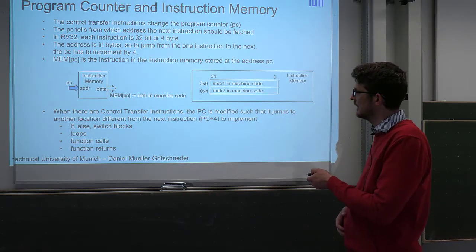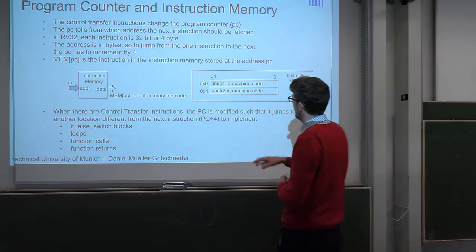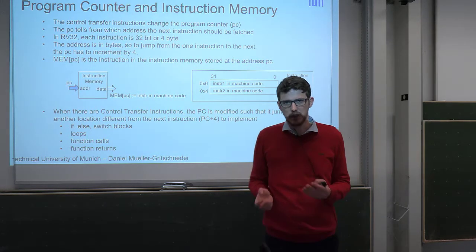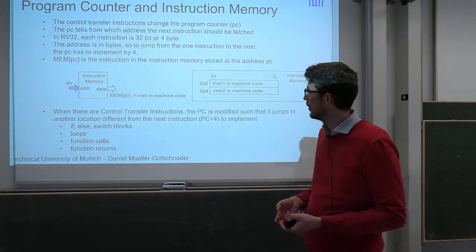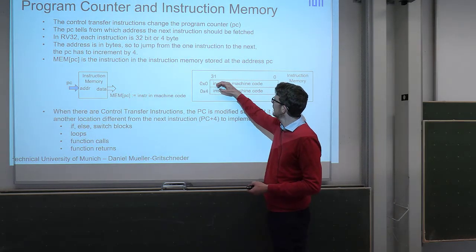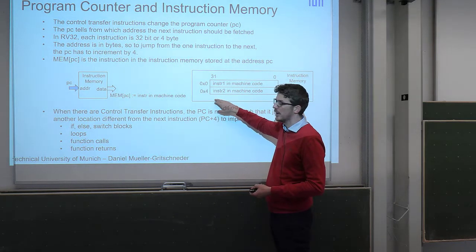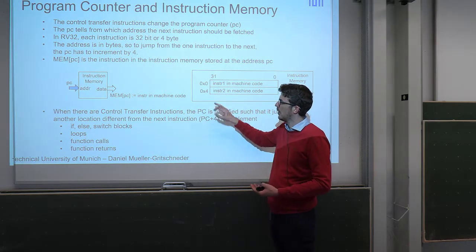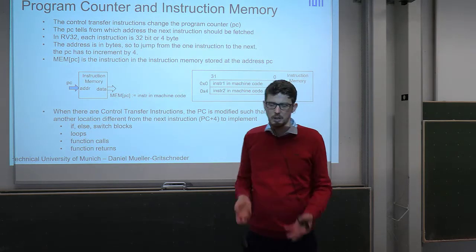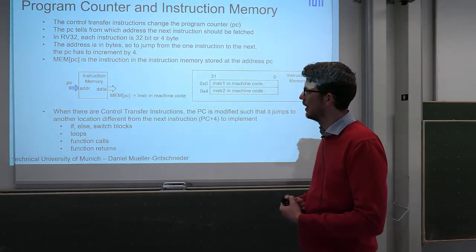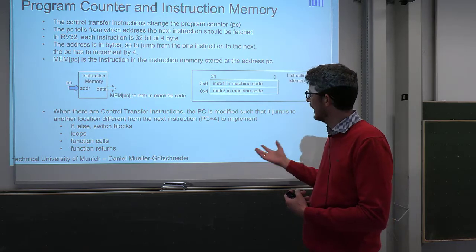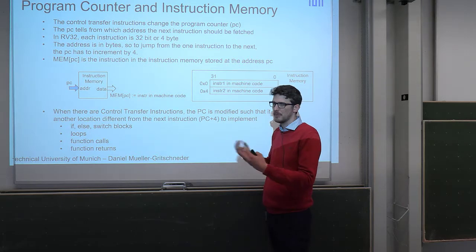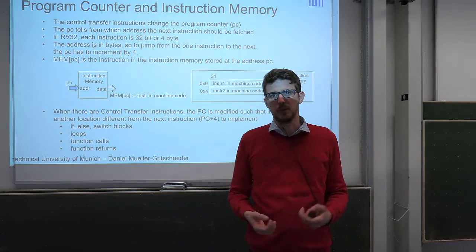And as I said, these control transfer instructions are basically modifying this PC. So normally for all other instructions, the PC always increments by 4. So you would execute instruction 1, plus 4, instruction 2, plus 4, instruction 3. And then if you want to do some jumps or branches or function calls, which then implement loops, if-elses, and so on, or function returns, then you do something different. You don't do PC plus 4, but you jump to some other location in the program.